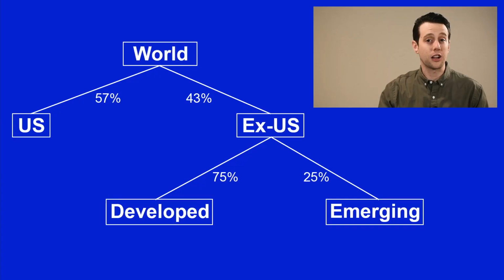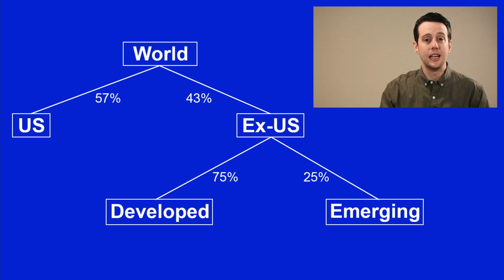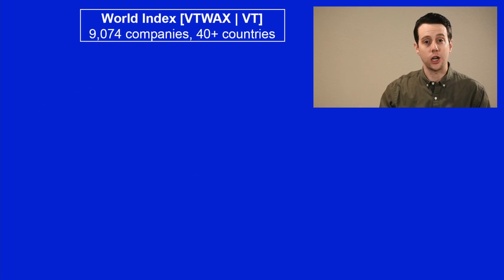Vanguard has created amazing index funds that make it simple to efficiently invest in the global stock market. Vanguard has index funds for each level in this tree. At the root or top of the tree is the total world stock market index, which matches the market cap weighted performance of nearly every publicly traded company in the world. For many investors, this single fund could be their entire stock portfolio.